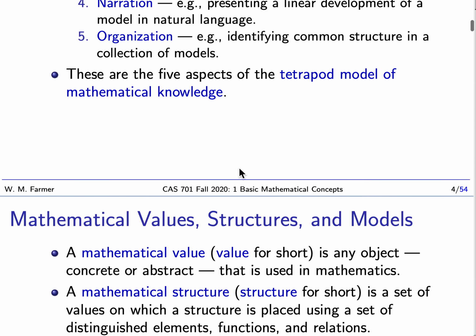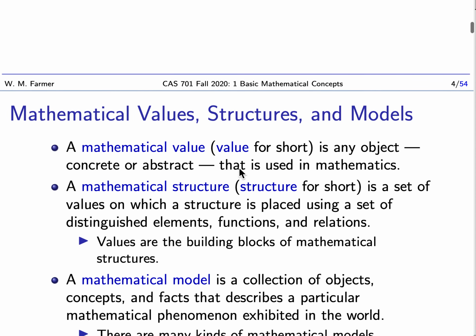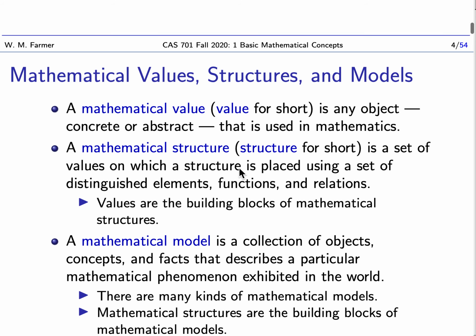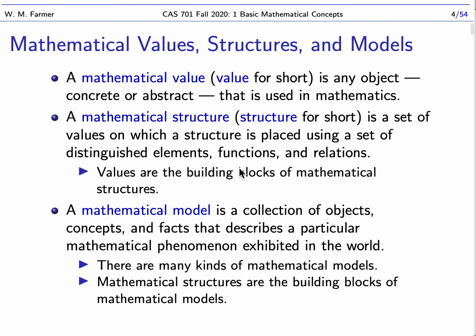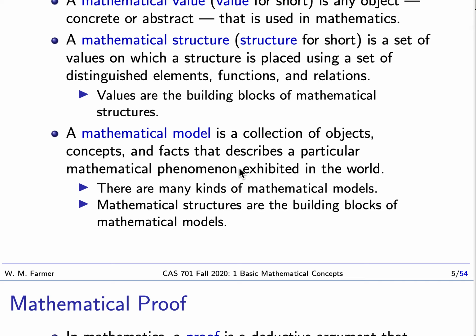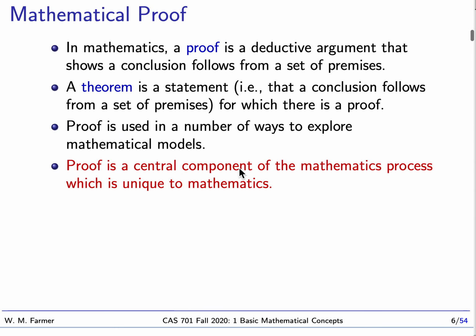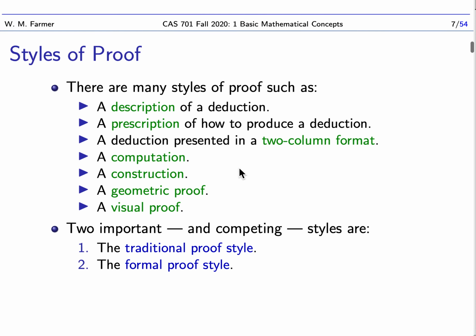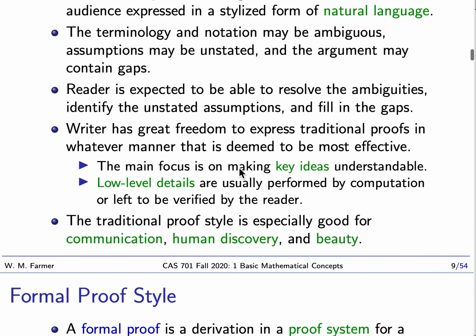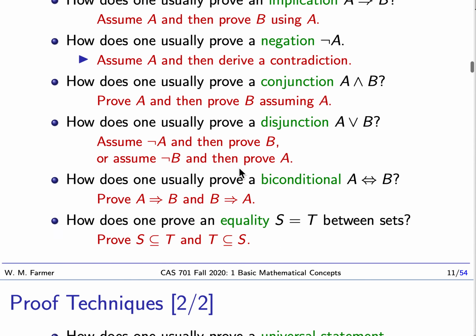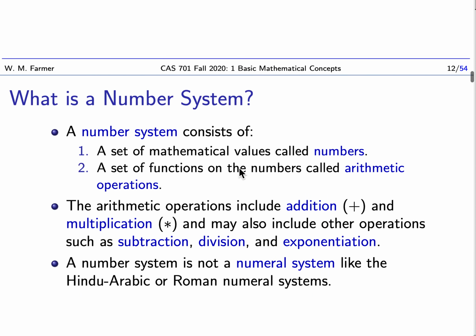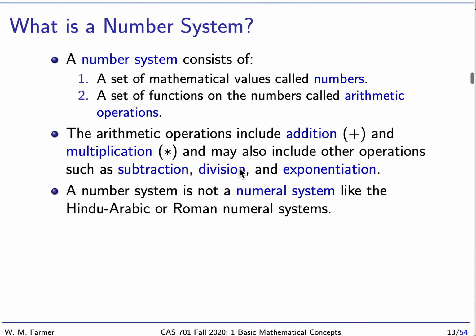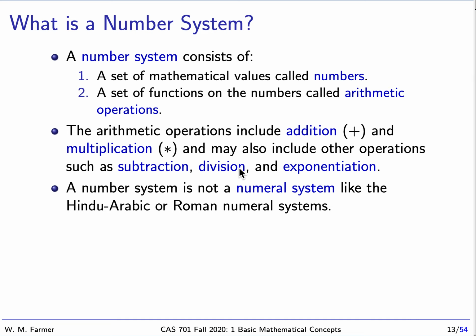And there's various ways of exploring these models. The models are built up from mathematical structures, and the mathematical structures are built up from mathematical values. Then we looked over some of the basic ideas about mathematical proof, and now we're ready to start looking at a whole variety of different kinds of mathematical values. We're going to start with numbers.